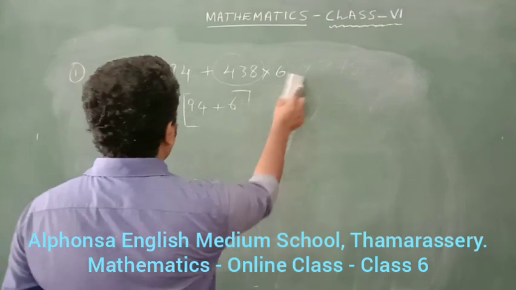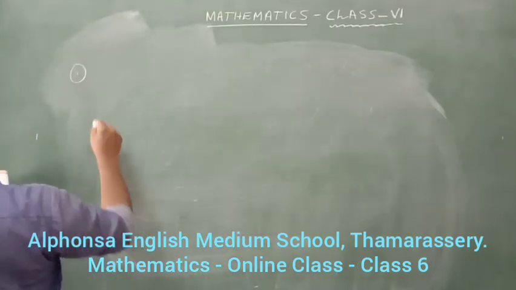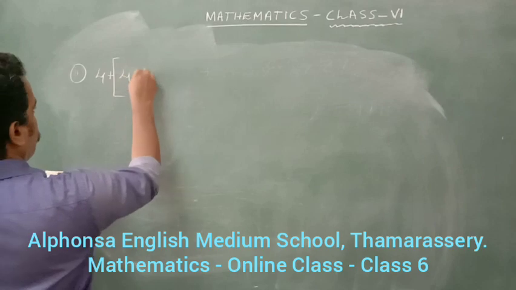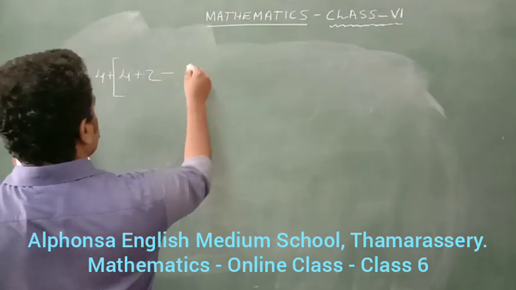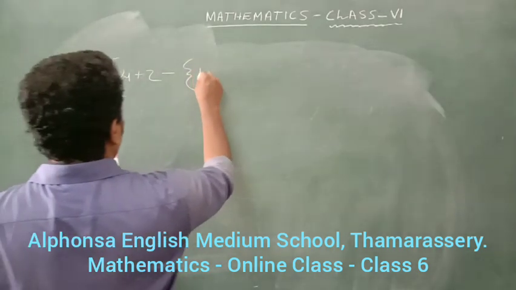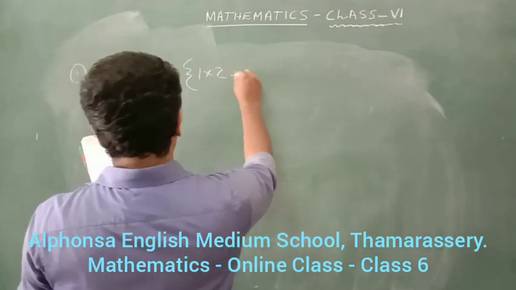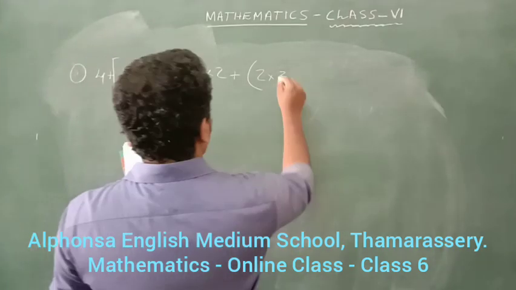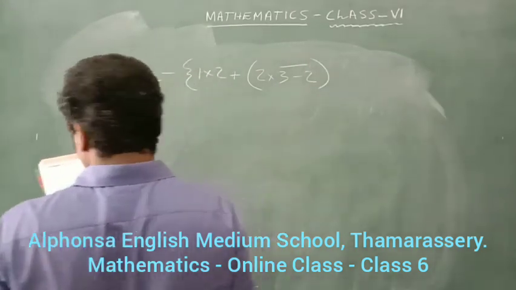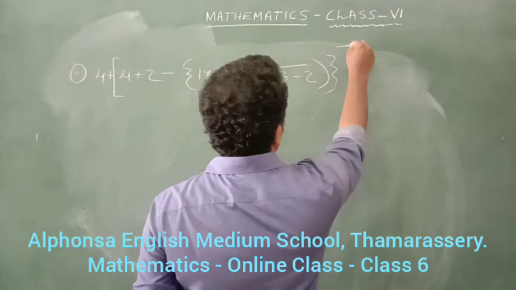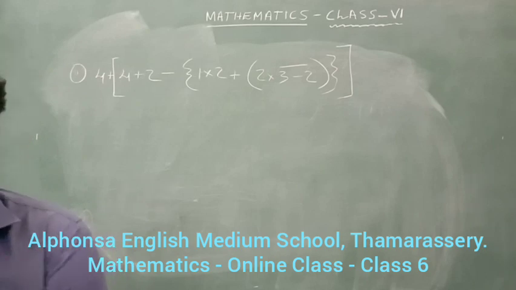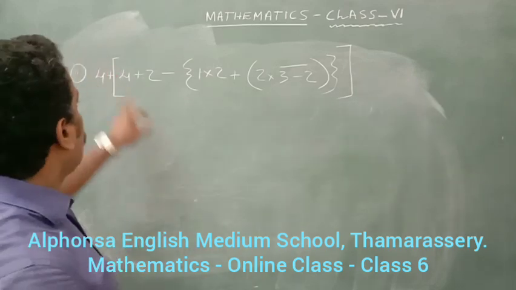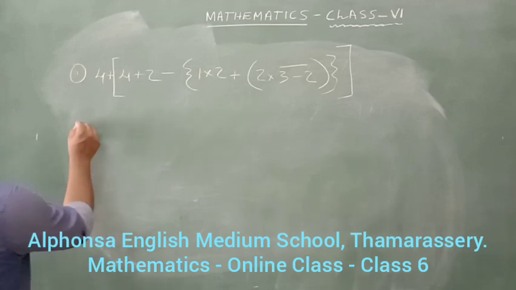And later we have discussed an expression like: 4 plus square bracket 4 plus 2 minus curly bracket 1 into 2 plus parenthesis 2 into 3 minus 2 vinculum, bracket closed, all the brackets closed. If this is the question, how can we solve it? Here addition is there, subtraction is there, multiplication is there, and many brackets are there. In this case, what do we have to do?